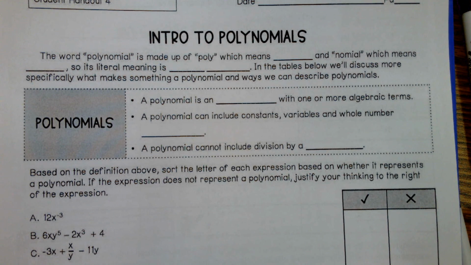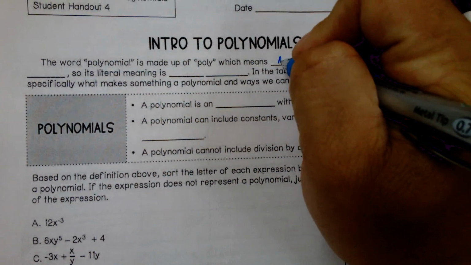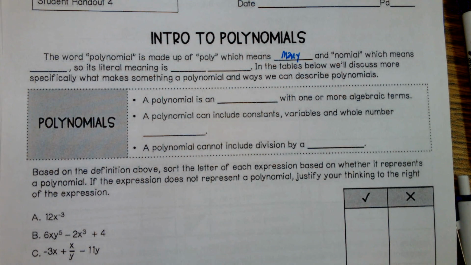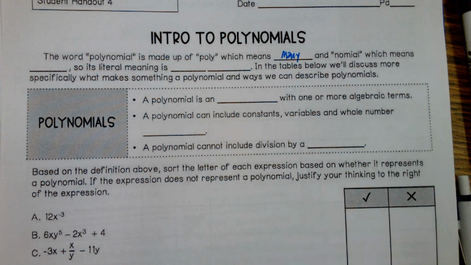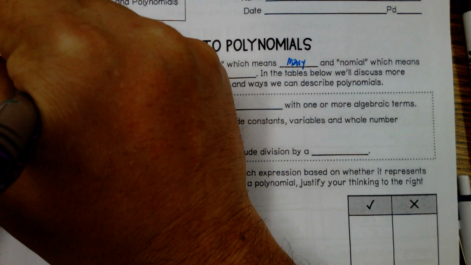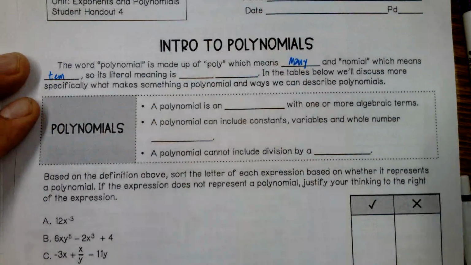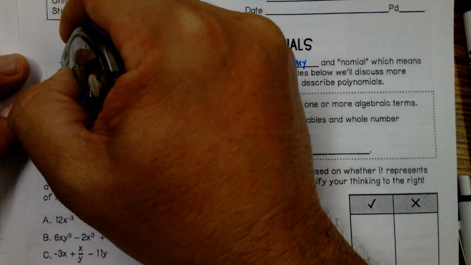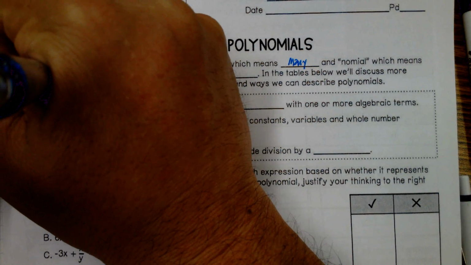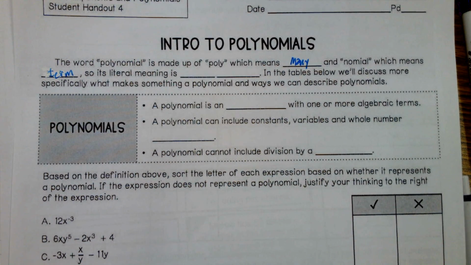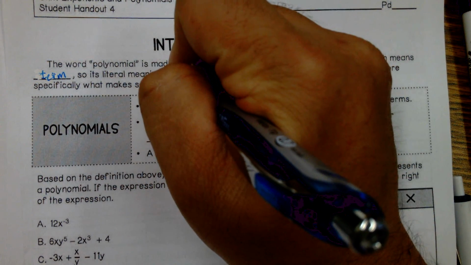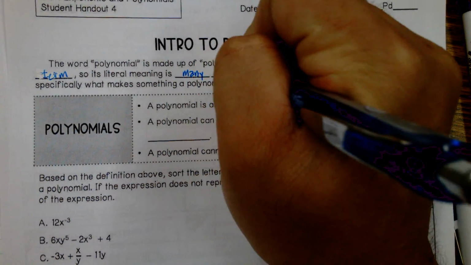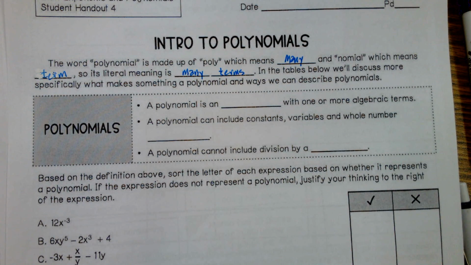So the word polynomial is made up of the words poly, which means many. Okay, write this down. And nomial, which means term. These are ancient Greek words, by the way. A term, T-E-R-M. So literally it means many terms.